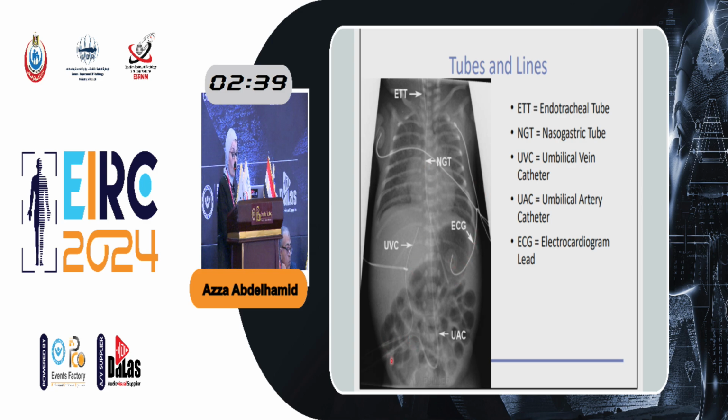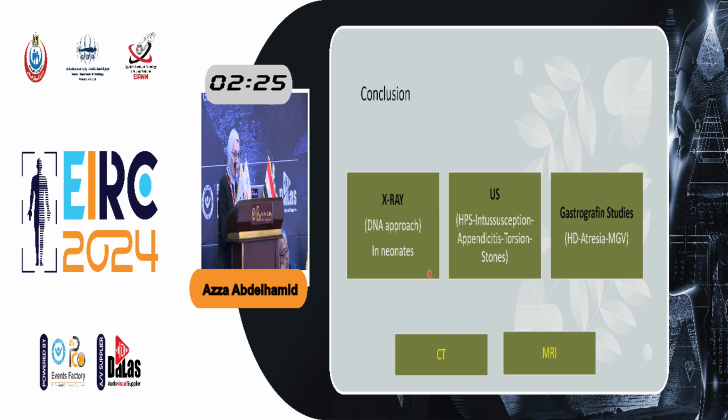Here at the level of the umbilicus, you see two catheters. The one passing through the liver here or across the liver, this is the umbilical vein catheter. That one here is the umbilical artery catheter, okay?